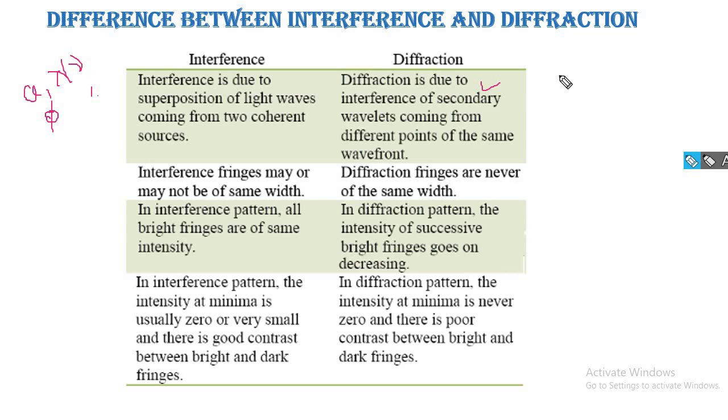If you have a slit with slit gap of D and the incident light wavelength is lambda, and they are comparable in the same order, then from the primary wavefront the secondary wavelets will be produced. The superposition between secondary wavelets will give you the diffraction pattern.